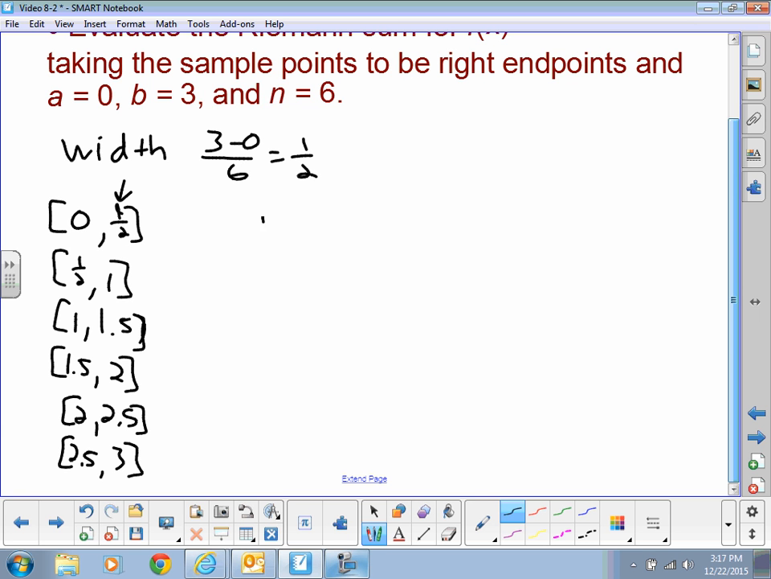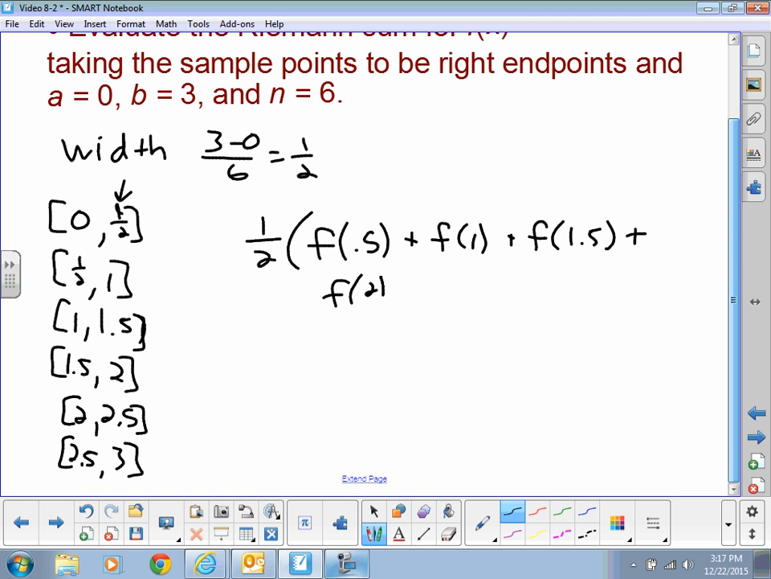So we always do our width, and then f of each of our right-hand endpoints added up. So we'll have f of 1/2, which we'll put in as 0.5, plus f of 1, plus f of 1.5, plus f of 2, plus f of 2.5, plus f of 3.